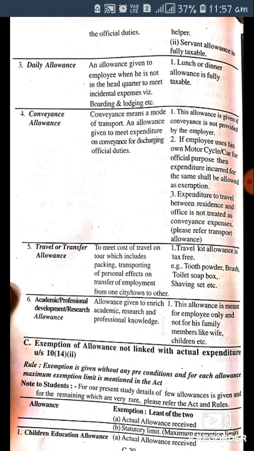Academic and professional development research allowances. These are allowances to enrich academic research and professional knowledge for the company's development. This allowance is meant for the employee only and not for family members. These are only for the employee to enrich his own professional skills towards the betterment of his career.